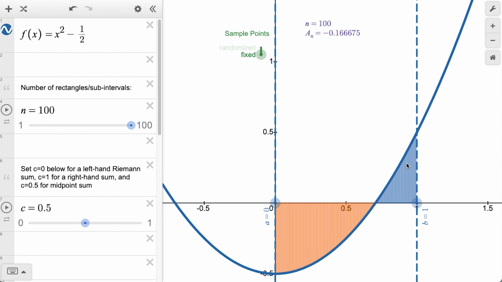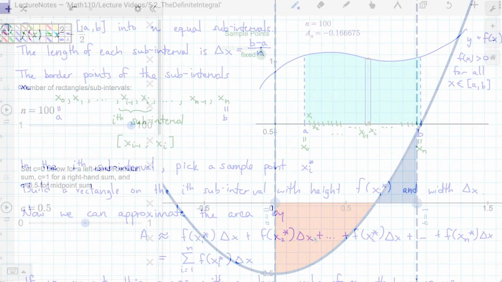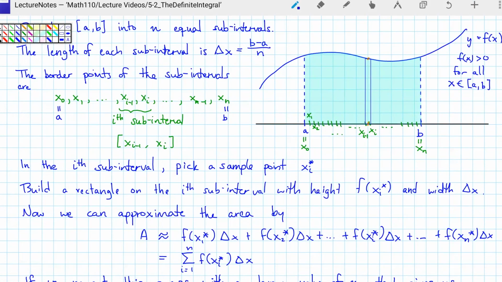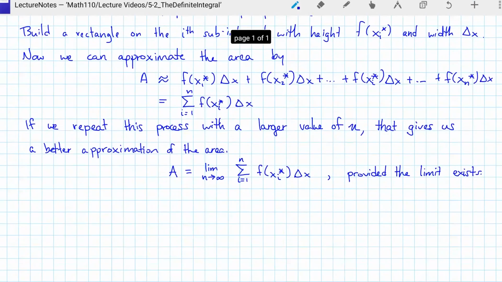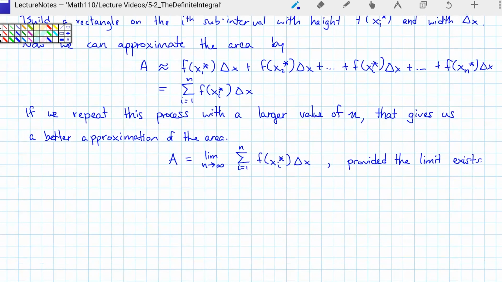So it's basically all of the areas of the stuff above the x-axis minus all of the areas of the stuff below the x-axis. So that's the net signed area. And I want to go back to this definition and just say we can do this process for any function, whether it's positive or negative. Let me write that.